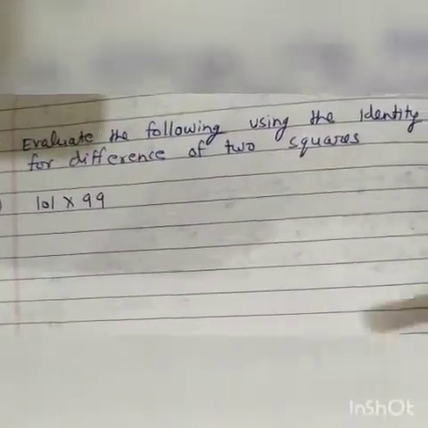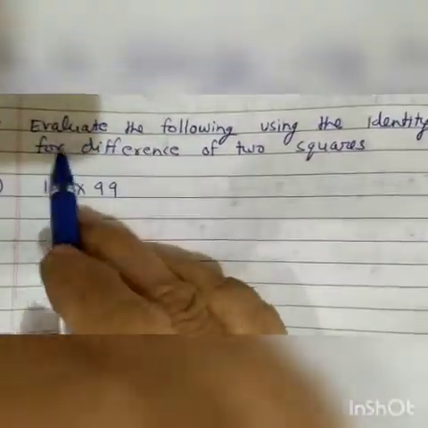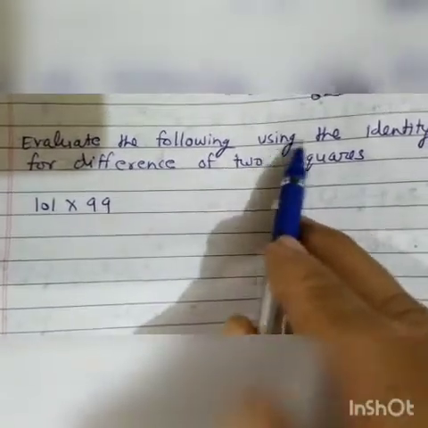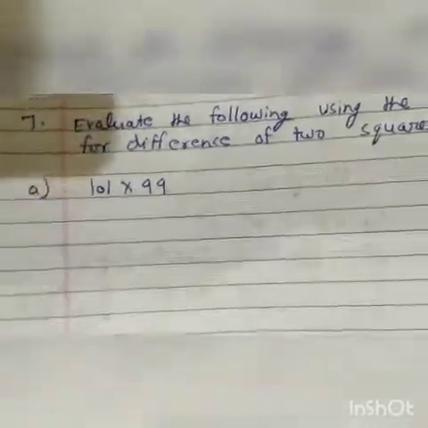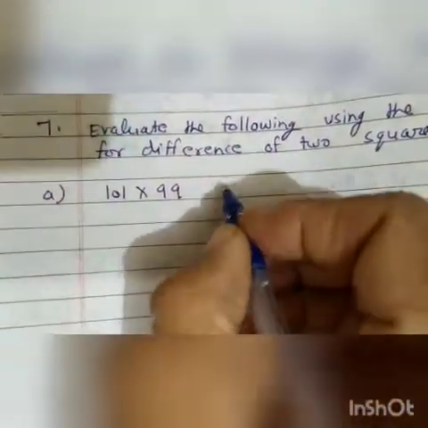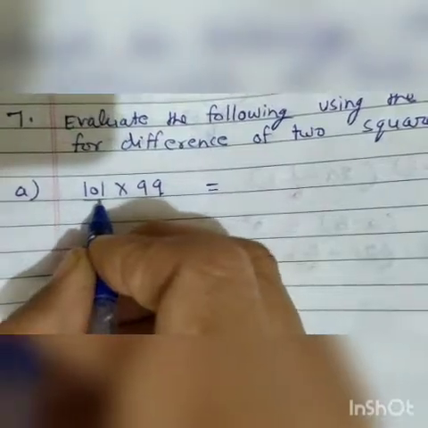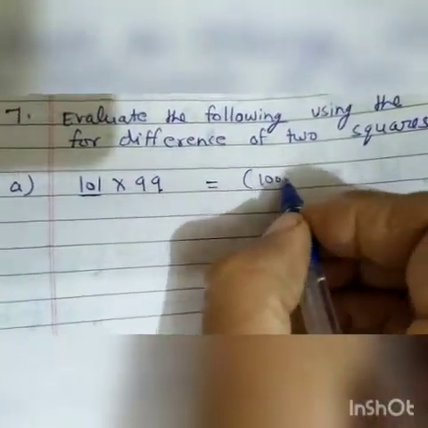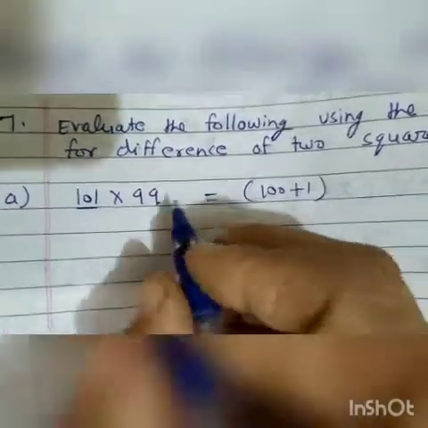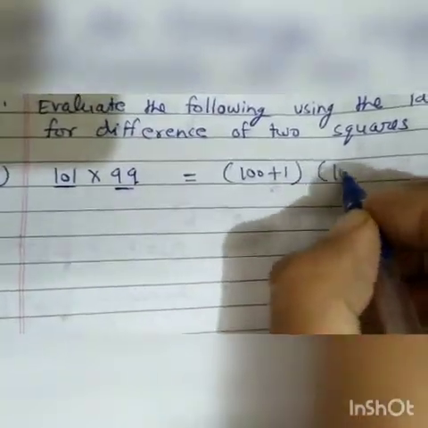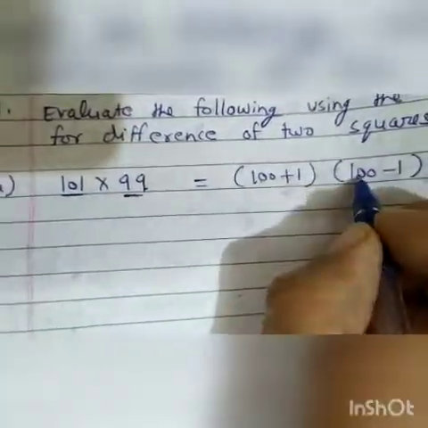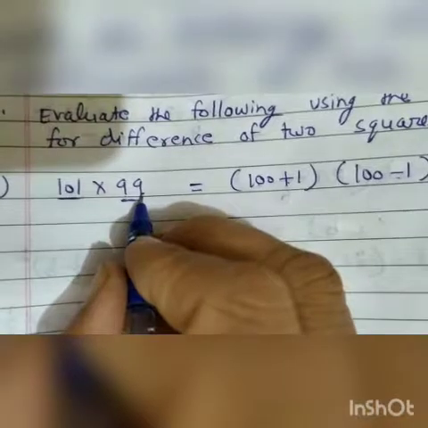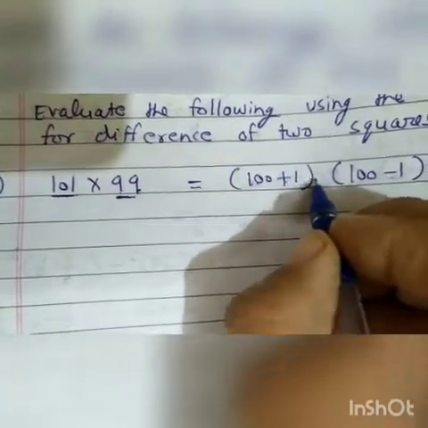Now question number 7. Evaluate the following using the identity for difference of 2 squares. The question is given: 101 into 99. So students, we can write this 101 as 100 plus 1. And this 99 can be written as 100 minus 1. See, 100 plus 1 means 101, 100 minus 1 means 99. And there is no sign between these two brackets.